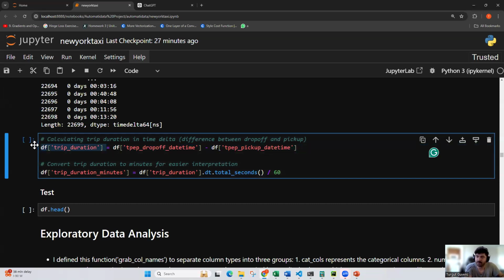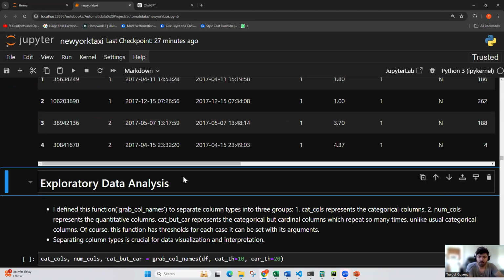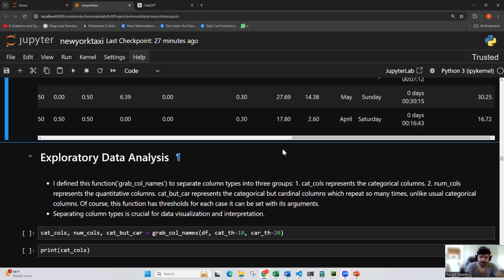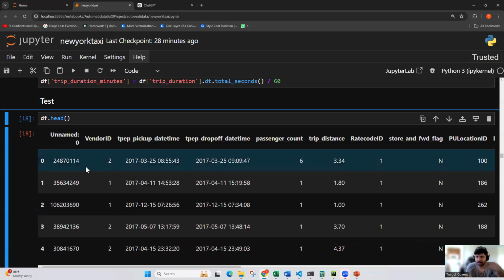We just create a new variable called trip duration, and then we take this trip duration's datetime total seconds. We will get the total seconds, and just divide them by 60, right? If we divide by 60, we will get the total minutes. So as you can see, we will get our trip duration and how many minutes it is. Okay, this is it. I hope you guys understand my logic here.